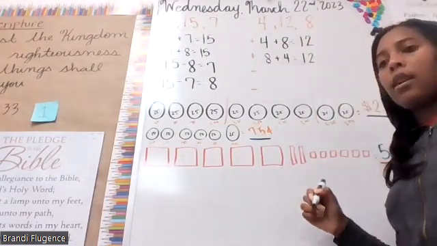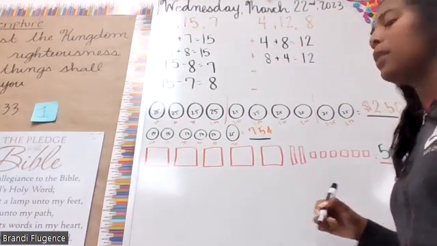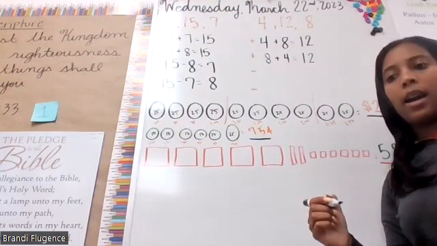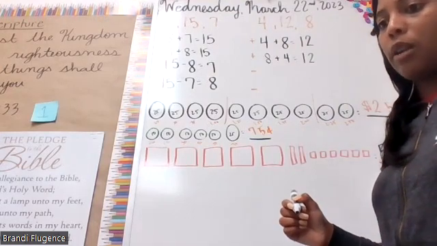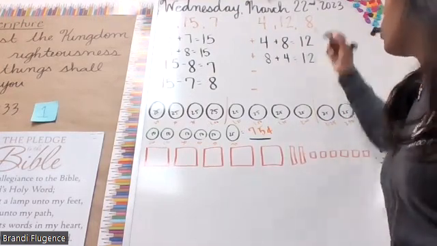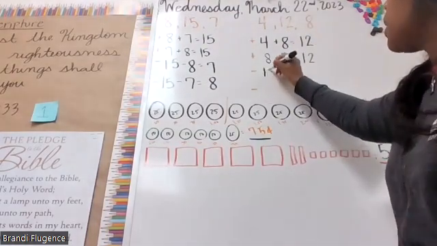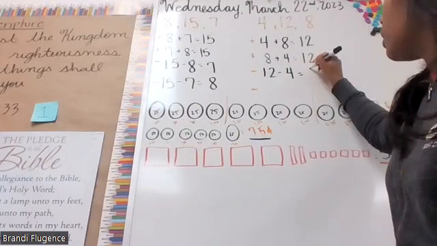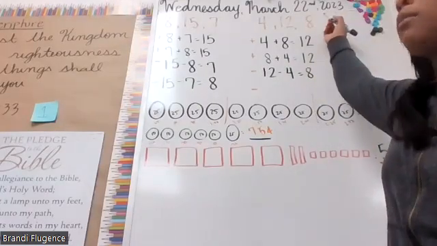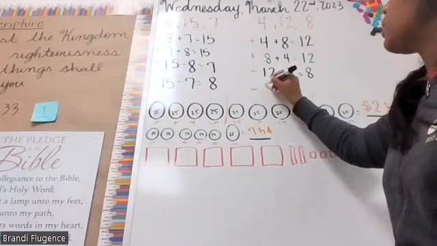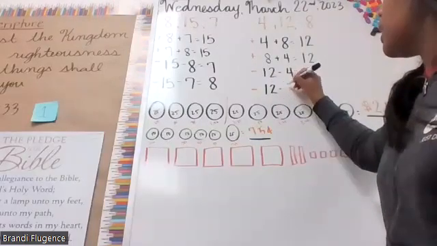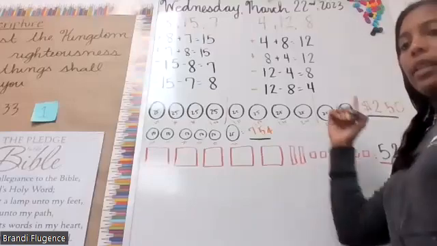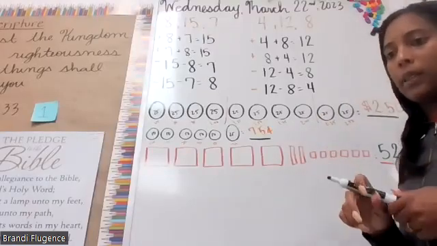So again, when I start the subtraction facts, I have to start subtracting with my larger number. So 12 minus 4 equals 8. There's no thought about it. Those are the only numbers. Then my next one will be 12 minus 8 equals 4. That's how I created this fact family.